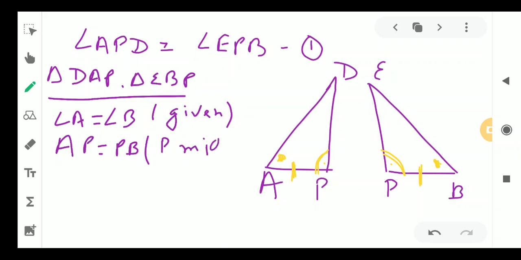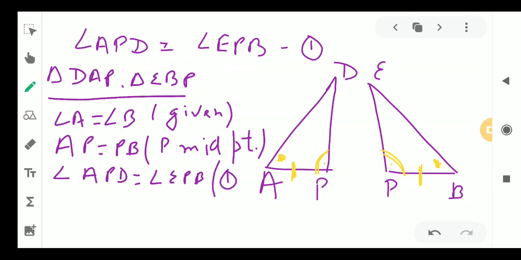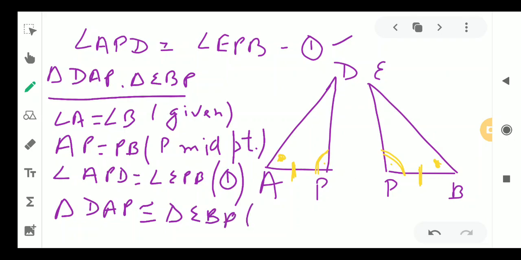P is midpoint, and angle APD equals angle EPB from 1, which we have shown here right now. So this implies triangle DAP is congruent to triangle EBP by angle, side, angle criteria. So we have proved that these two triangles are congruent by angle, side, angle criteria.